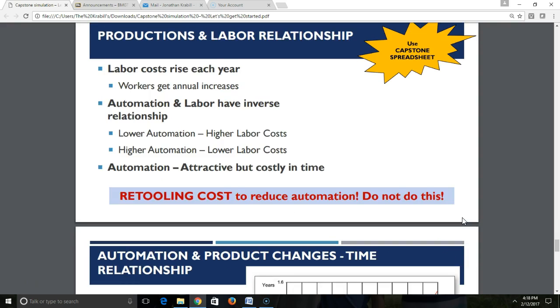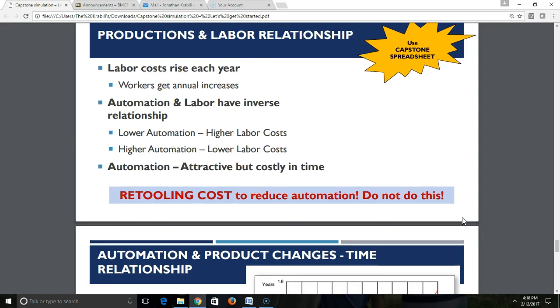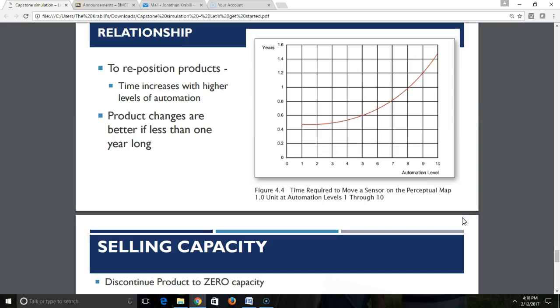Productions and labor relationship. Obviously, your laborers are going to get annual increases. As that plays into it, if that's what you're choosing to pay, just know that that's going to go up every year, right? Automation is attractive, and yes, you have to invest in it, but you don't have to pay for it year after year after year. Your lower automation will have higher labor. Your higher automation will have lower labor. And that just shows you what the production levels are as well. As the years of automation go up, the automation level goes up as well.